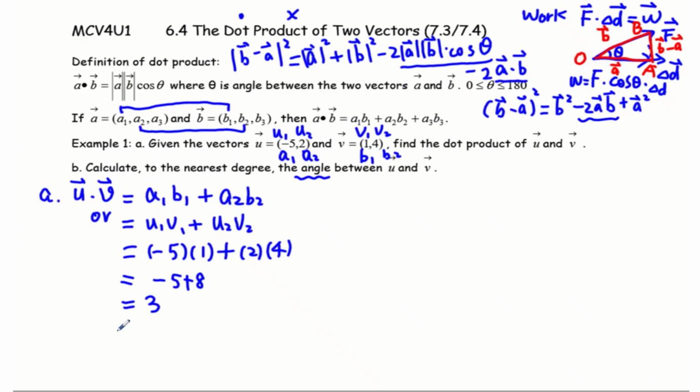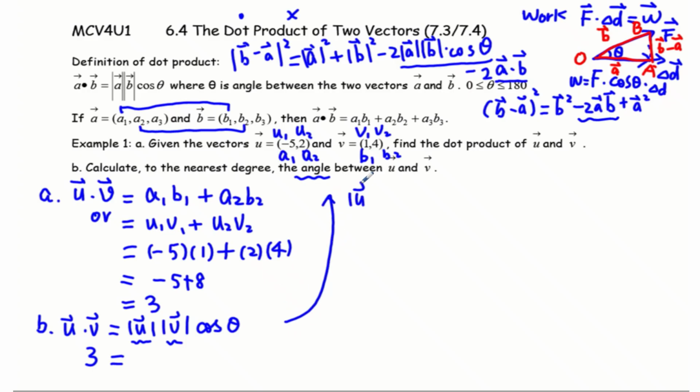And after that, we are going to see the question B. Find the angle. The angle formula, we have it here. So u dot v equals u magnitude times v magnitude times cosine angle theta. So u dot v we know is 3. What we need to know is u magnitude, v magnitude. We could find the u magnitude and v magnitude.